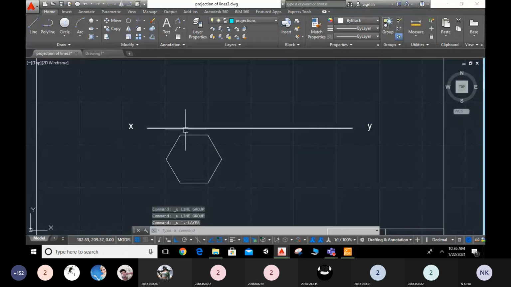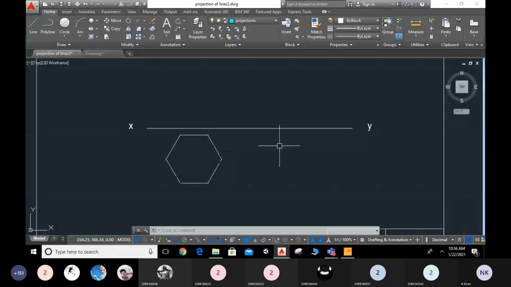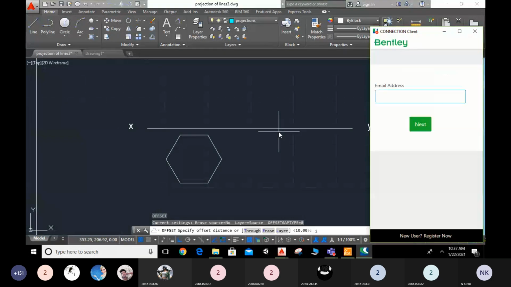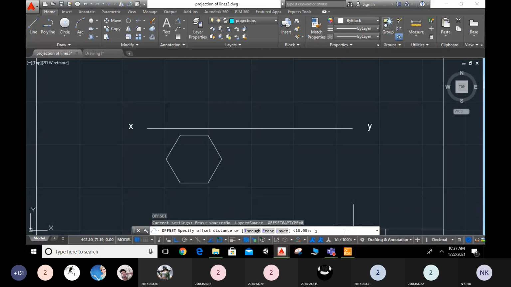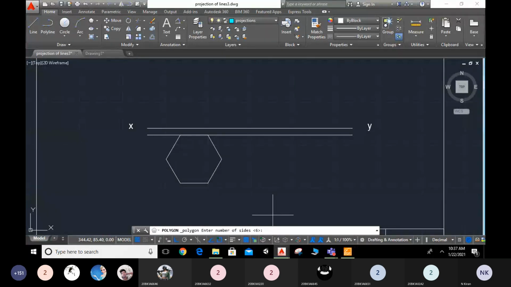So here, see, I have taken a reference line. Is it right? What is the length in front of VP? 10 mm. So what I have done: I select offset O, enter. And what is the distance in front of VP? I will give the distance as 10 mm, enter, and I will select this object and get a line like this. Next I have selected polygon, and it is asking to enter the number of sides. How many sides are there in a hexagon? I will select 6, enter.